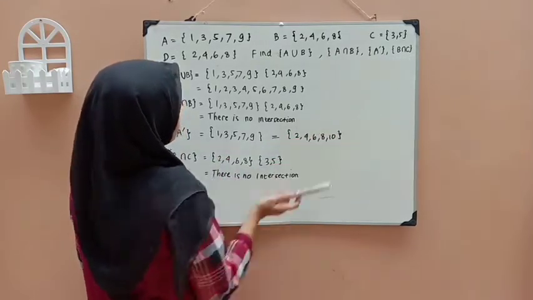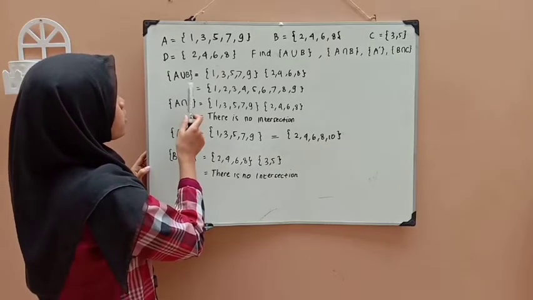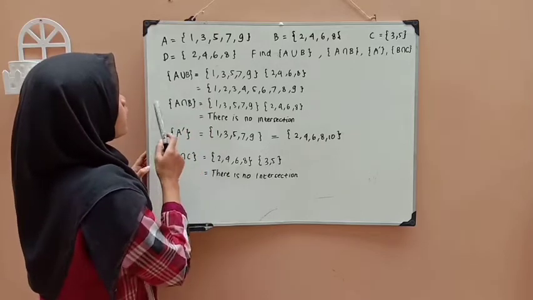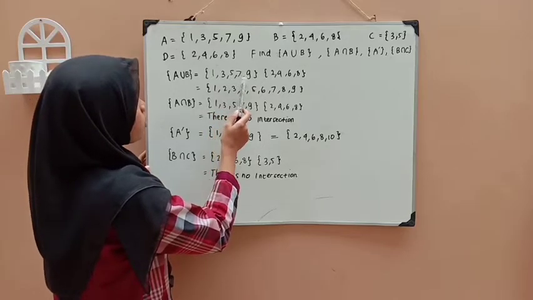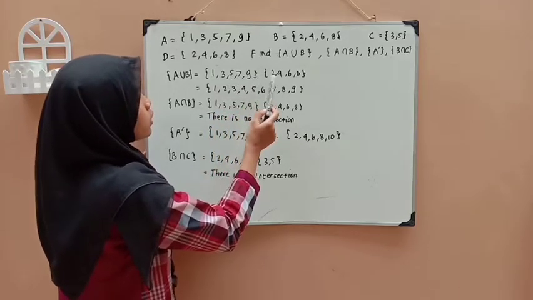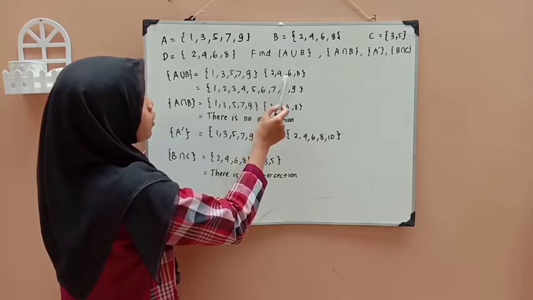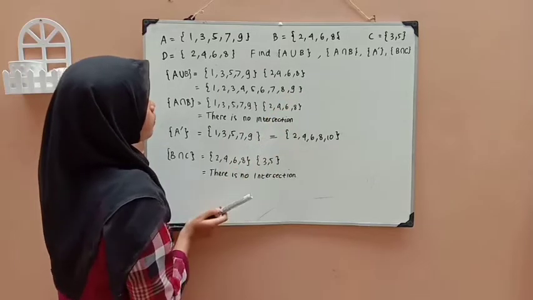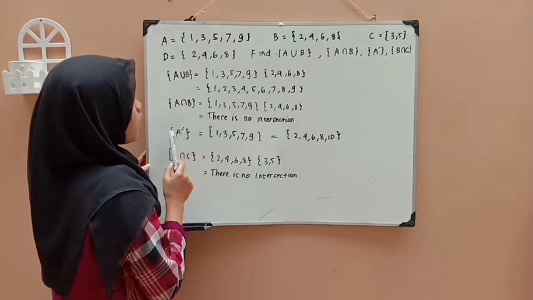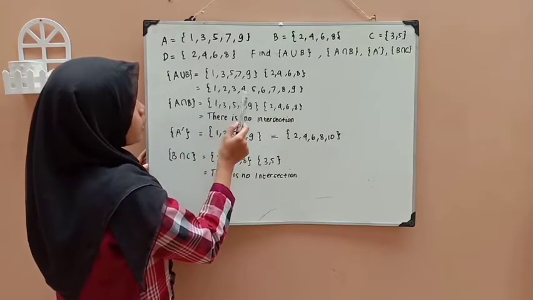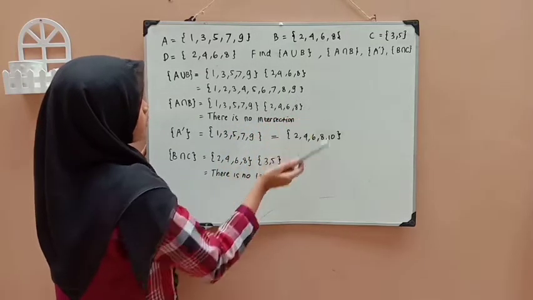So, okay, A union B equals set A {1, 3, 5, 7, 9} union set B {2, 4, 6, 8}. So A union B is {1, 2, 3, 4, 5, 6, 7, 8, 9}.